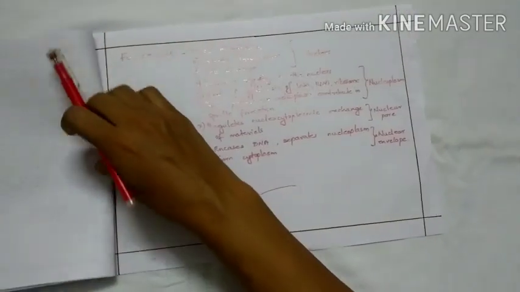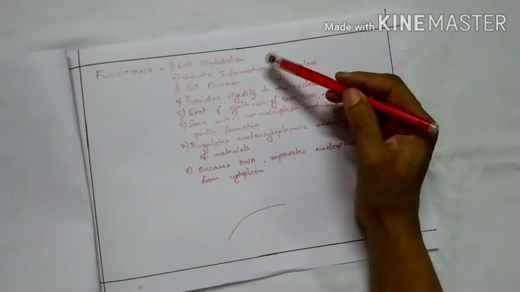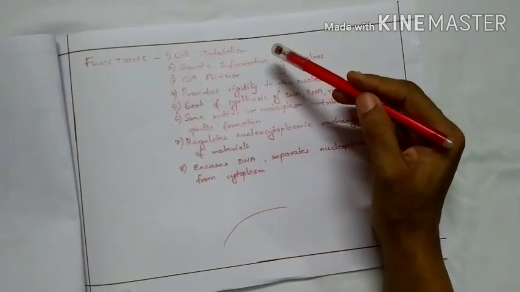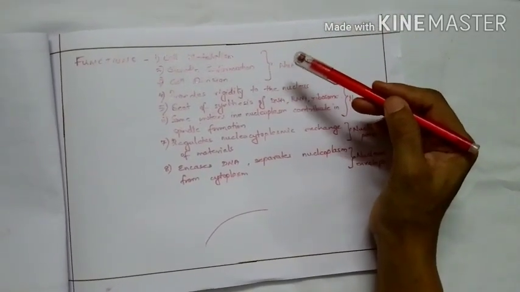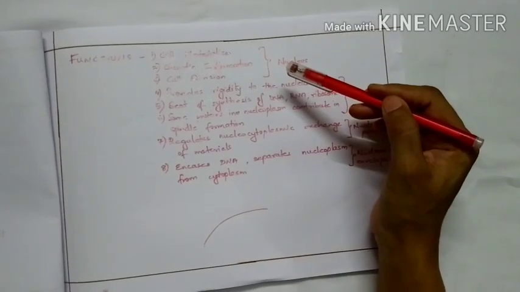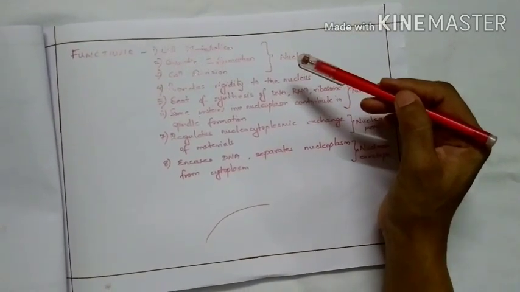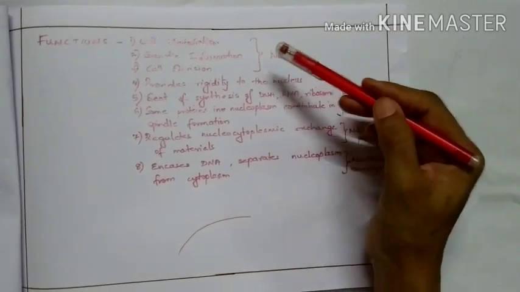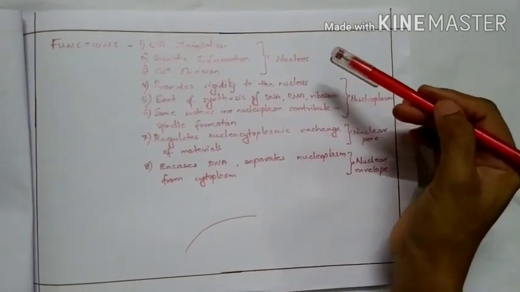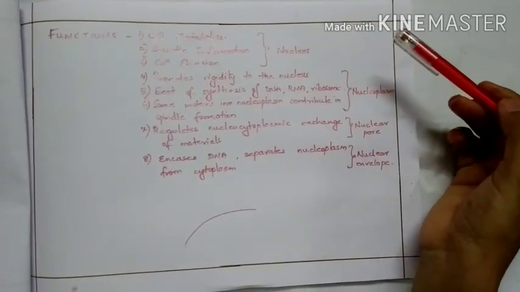The functions of the nucleus. Cell metabolism. It controls all the metabolic activities of the cell. And second one is genetic information. The transfer of genetic information from the parent to the offspring is also attributed to the nucleus. It controls cell division too.